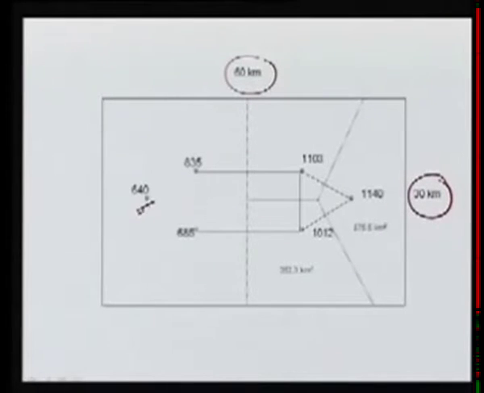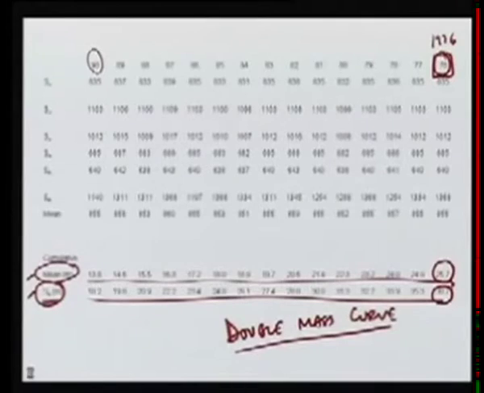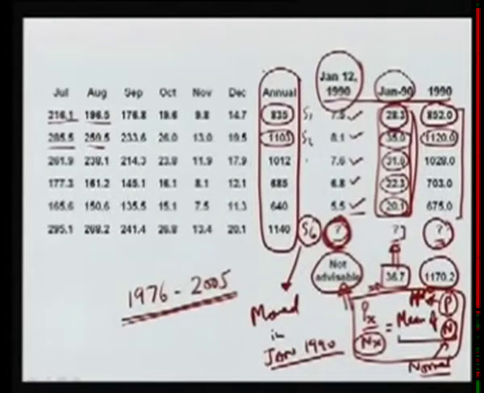But the values which we have available, for example in this case, is 640 here, 835 here, 1103 here, 1140 here, 1012 here, and 685 here. So these are the values available to us of the point rainfall data. So this 640, for example, these values come from this data.